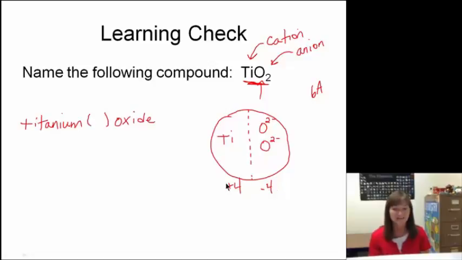Then I have to say to myself, okay, my cations are bringing in a total of positive 4, and I only have 1 titanium. So that positive 4 must be the charge on the titanium. If I had had 2 titaniums, I'd have to divide that positive 4 into 2, and each one would be a 2 plus. But in this case, I just have 1 titanium, so it will be 4. If you need to refresh up on your Roman numerals, you'll want to do that.